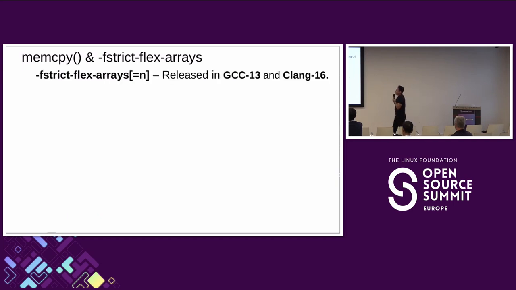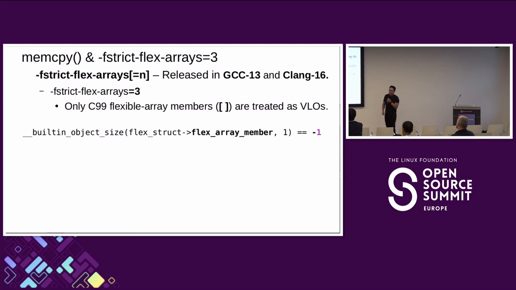Okay, now let's see how strict flex arrays works. This was released back in GCC 13 and Clang 16. In the kernel, this has different level values that we can use for this compiler option. The level value 3 is the strictest one. This means that only C99 flexible array members are going to be treated as flexible arrays.